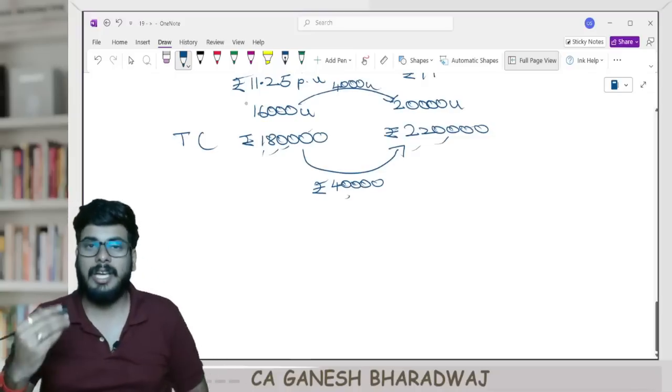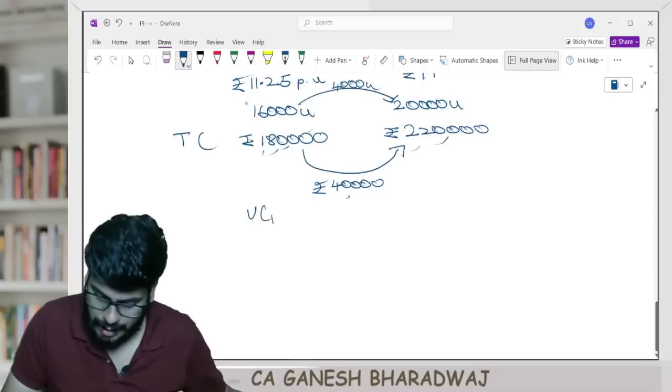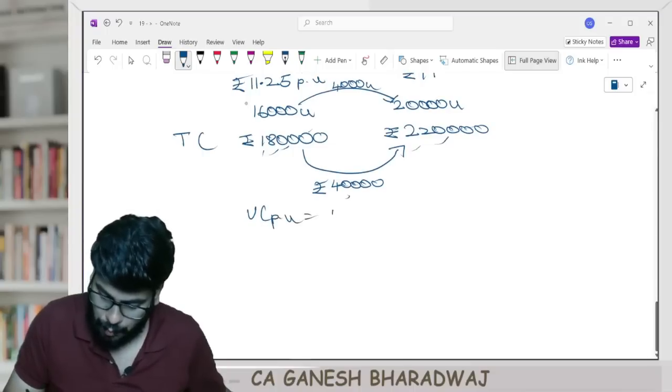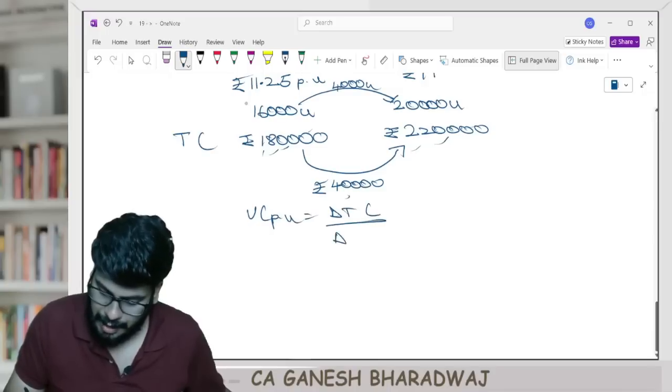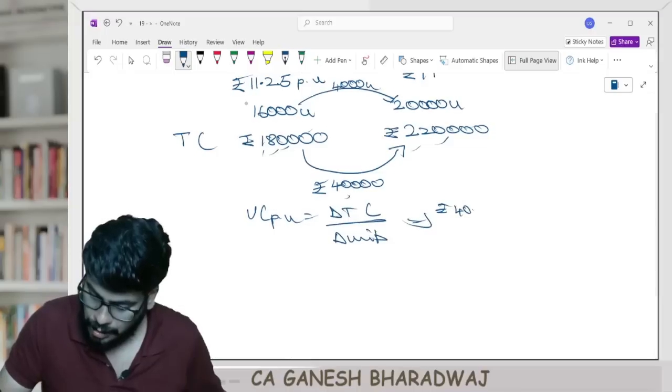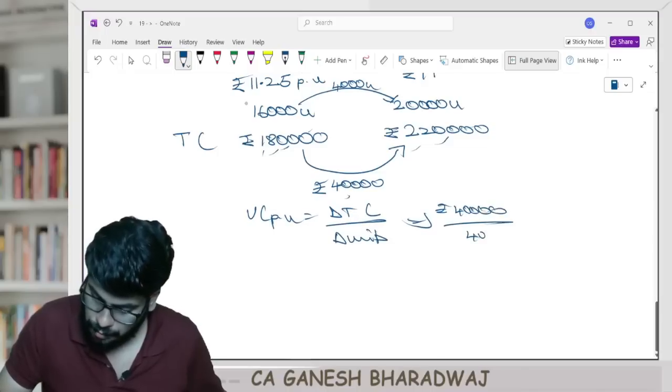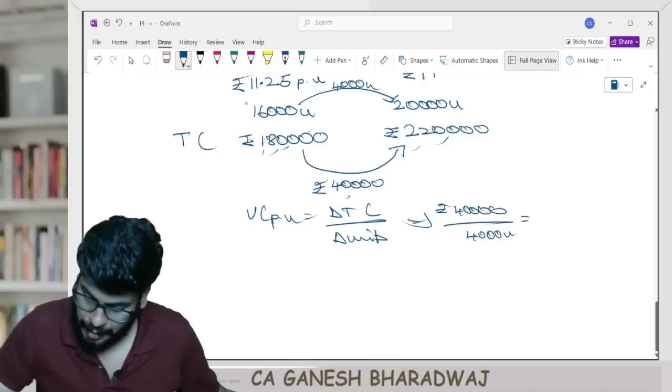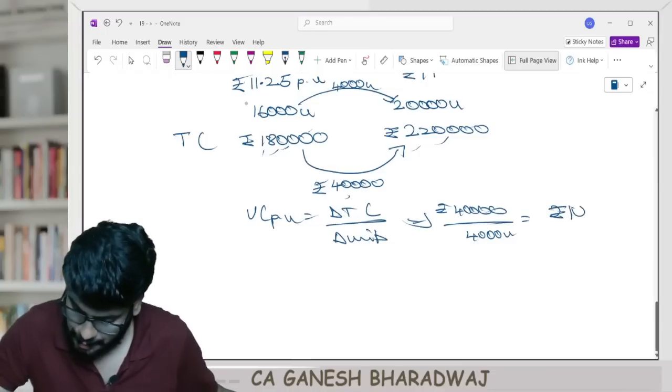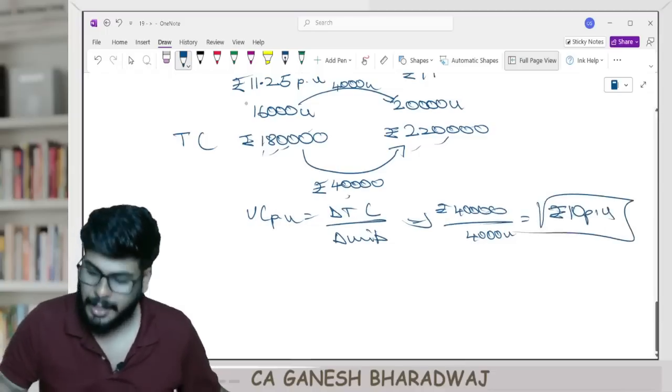So basically, can I say the variable cost per unit is equal to delta total cost divided by delta units. That's going to be rupees 40,000 divided by 4,000 units, and that's going to be rupees 10 per unit, right? It's going to be 10 rupees per unit.